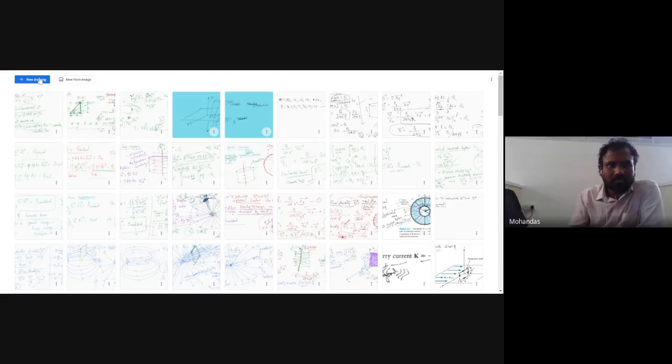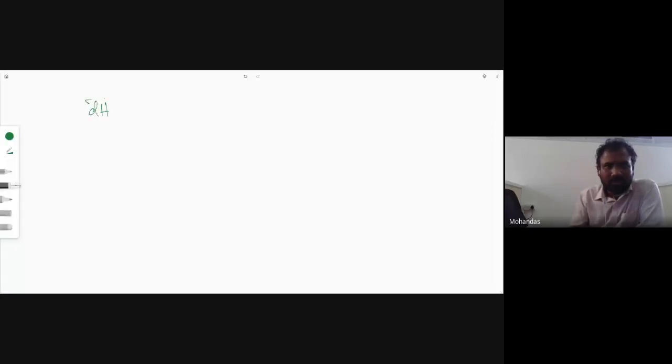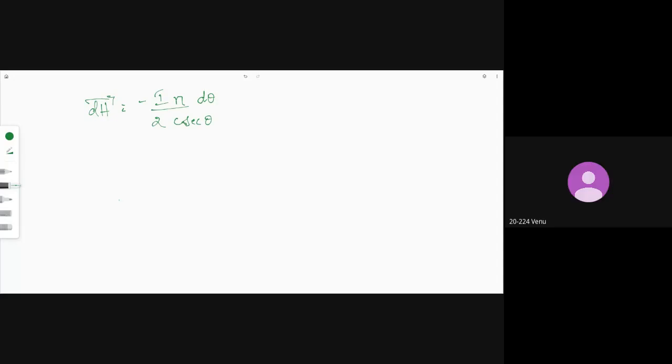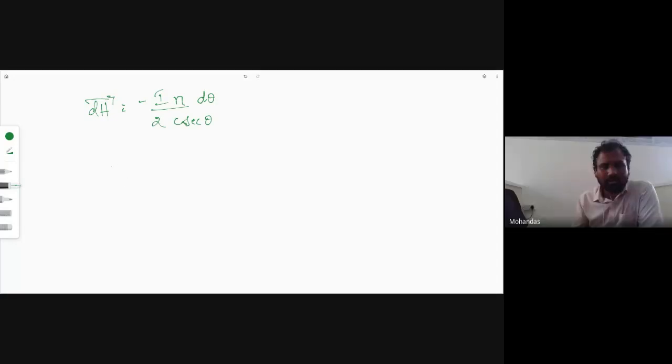dH equal to I into n into d theta divided by 2 into cosecant theta. Okay? 2 into cosecant theta. And minus is there. Minus is there, minus on the front. Okay, right. Now, this is a differential magnetic field intensity.